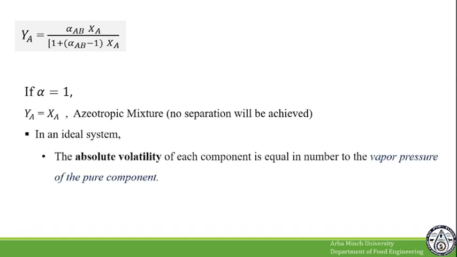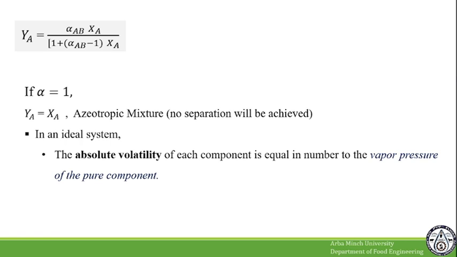In an ideal system, by the way, the absolute volatility of each component, the absolute, not the relative, is equal to the vapor pressure of the pure component. Therefore the relative volatility alpha AB is equal to the vapor pressure of pure component A divided by the vapor pressure of pure component B. The vapor pressure is also a function of temperature, so the relative volatility is also correlated with temperature. As we know, relative volatility is constant as long as temperature is constant.